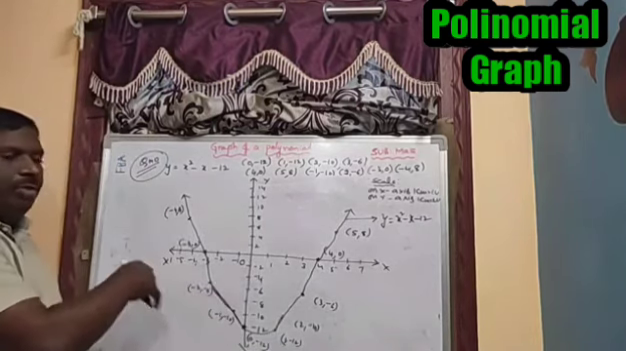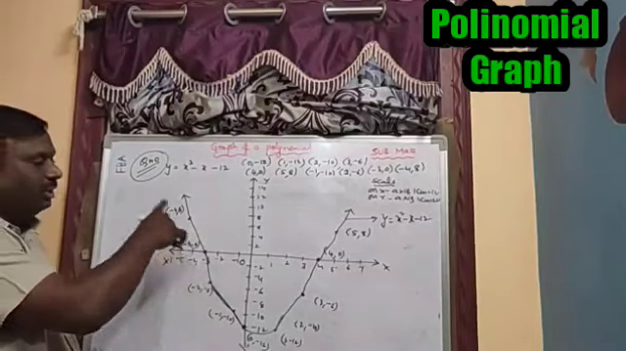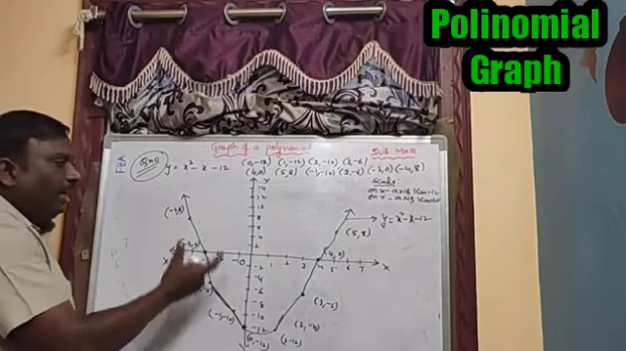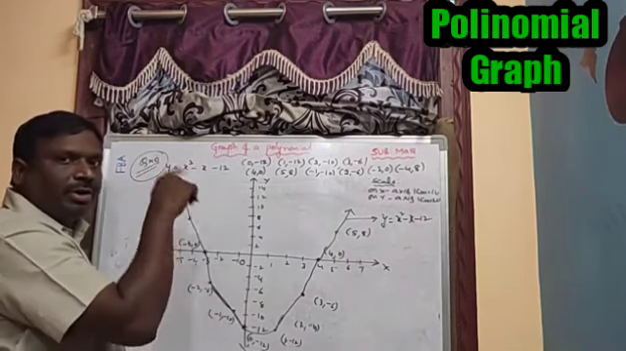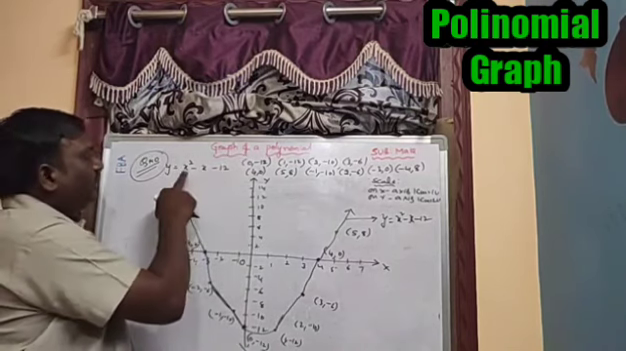Identify the shape of the polynomial. This is the shape, we can call it a parabola, and it is an upward parabola. Already we discussed that whether it is an upward parabola depends upon the coefficient of x square. Coefficient of x square is what?